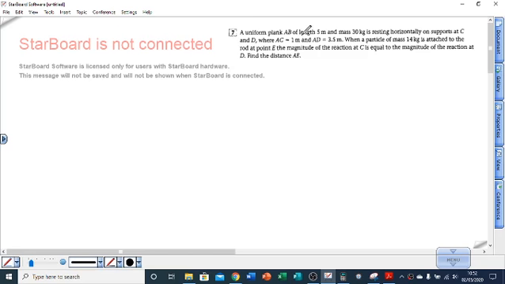A uniform plank AB of length 5 meters and mass 30 kilograms. Now it's uniform, so its mass is evenly distributed throughout the whole system, so it's right in the middle. I'll draw that first of all over here. Okay, A to B, and it's 5 meters. Mass is 30. It's uniform, so I know it's right in the middle there, and that'll be 30g to make it a weight.